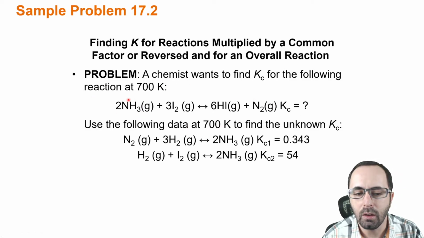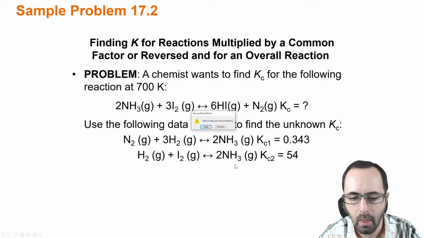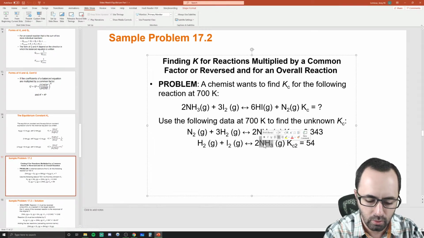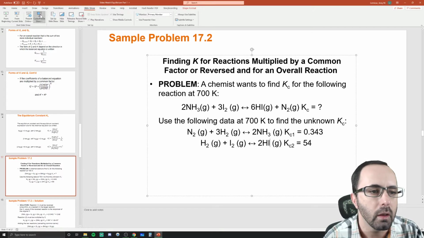And the easy way to do that is just to inspect the reactants one by one and figure out where you can find them in the reaction here, and then replace them. And here I made a mistake. This should be 2HI. Okay.